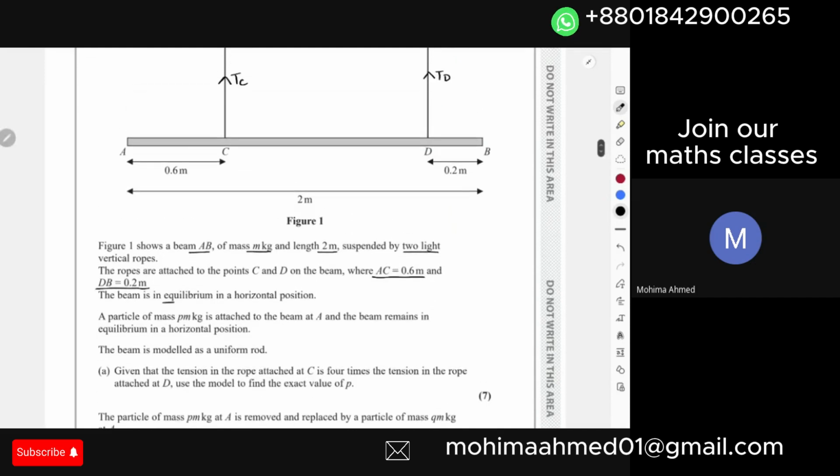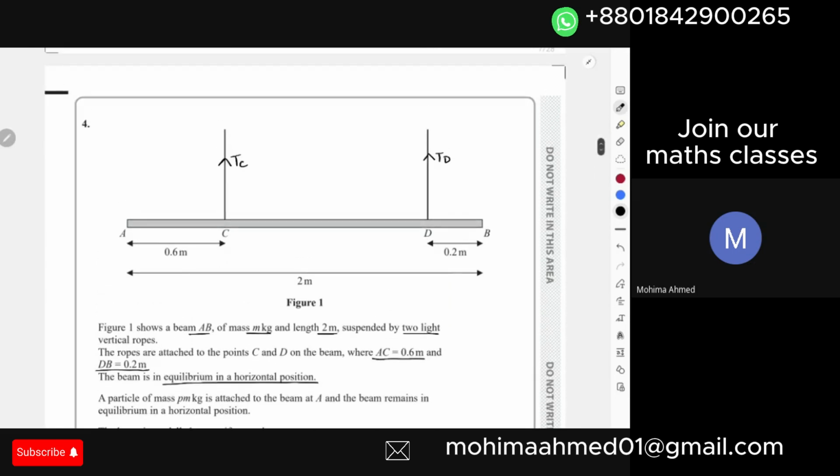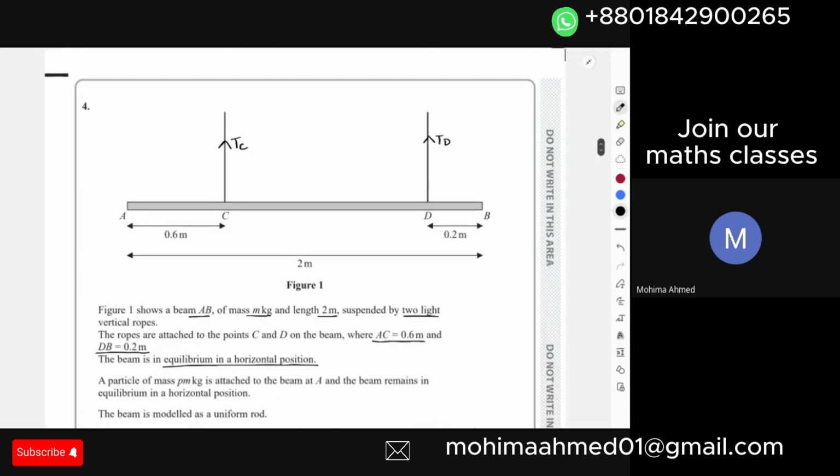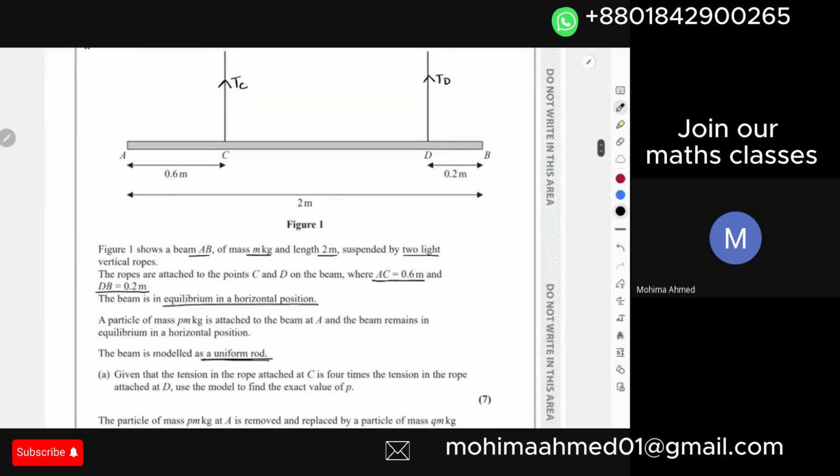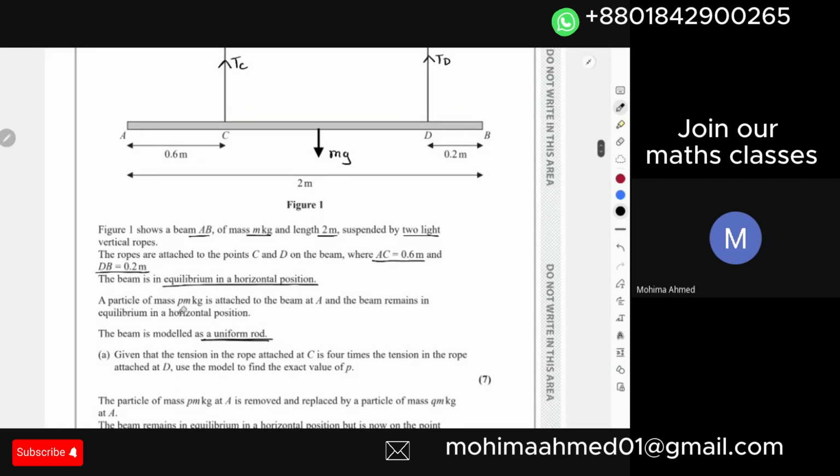The beam is in equilibrium in a horizontal position. Equilibrium means all the forces over here are entirely balanced. Also the weight of the beam was m kg, and it's considered a uniform rod. Uniform rod means weight acts exactly from the center, right? So this is your mg. We skipped one line. It says a particle of mass pm is attached to the beam at point A, and the beam remains in equilibrium in the horizontal position. So there is a particle of mass pm hanging over here with a weight of pmg in the downward direction.